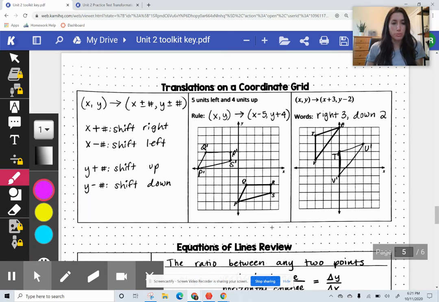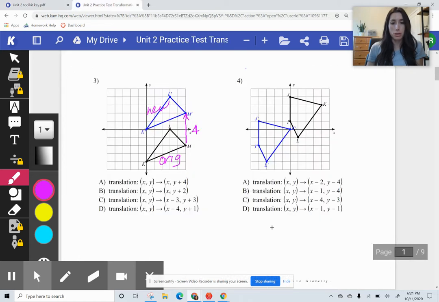Up 4 units means y plus. And since we did not shift left or right, I would not be adding or subtracting anything to x. So it looks like here y plus a number, and we're moving up 4. So let's go back. Here we're moving up 4 units. Nothing is happening to x, but for y, we are adding 4 to that. So I'm going to circle answer A for number 3.